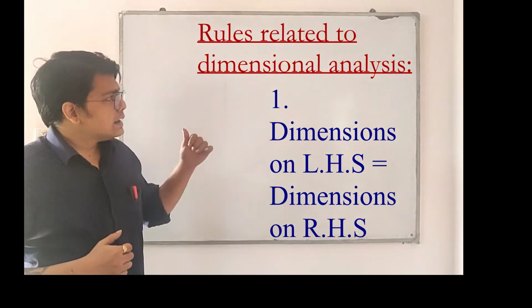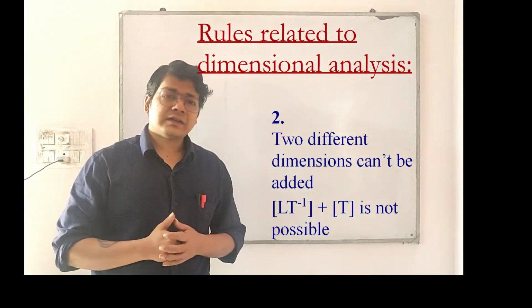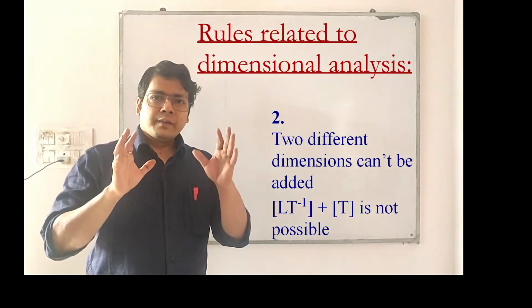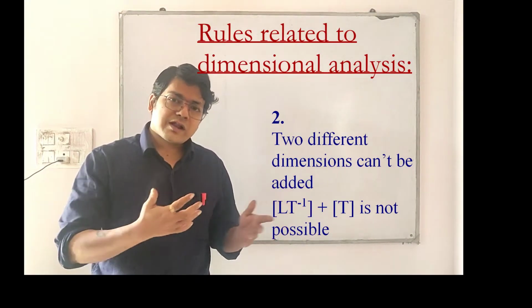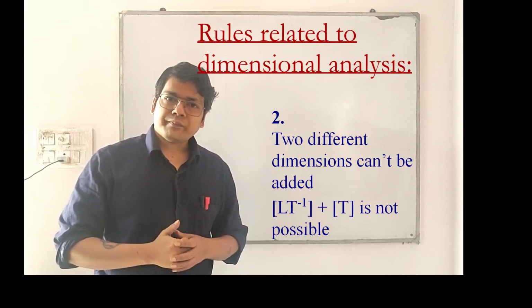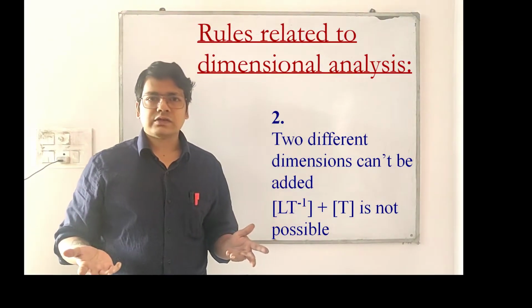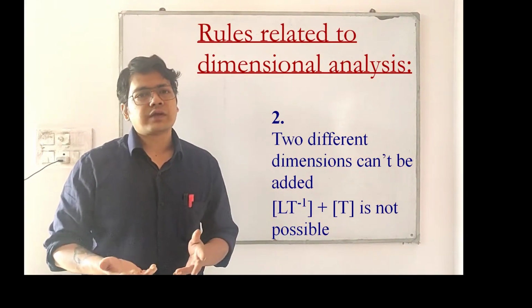Second, two different dimensions cannot be added. It's again a simple fundamental. Two different physical quantities, you cannot add them. You cannot add length and mass. You cannot add mass and volume. Since you cannot add two different physical quantities, you cannot also add two different dimensions.